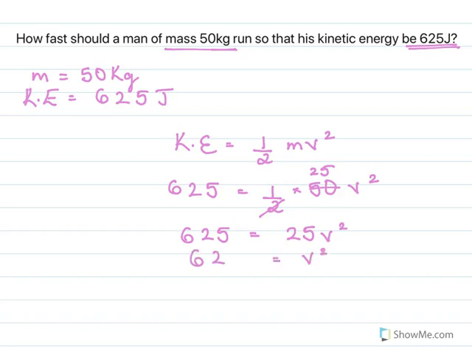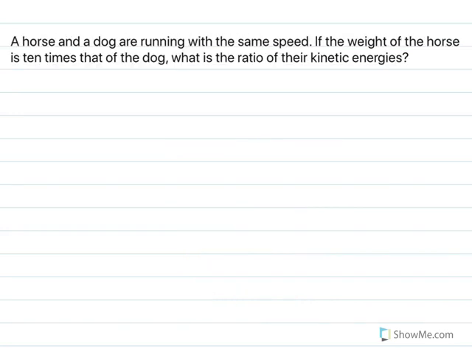V square is 625 over 25. When you reduce this, you get v square is 25. So v is under root of 25. So v is 5 meter per second. So you should run with a velocity of 5 meter per second. So that you will get a kinetic energy of 625 joules.